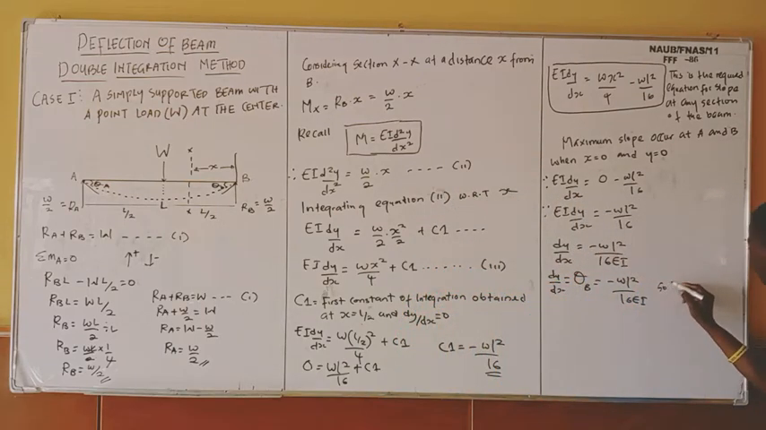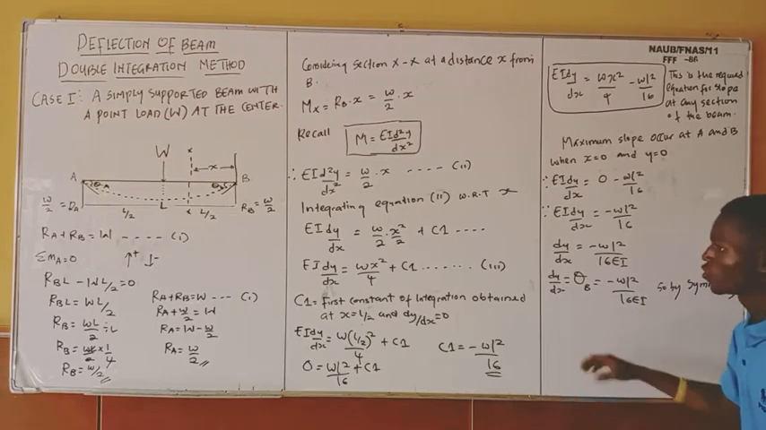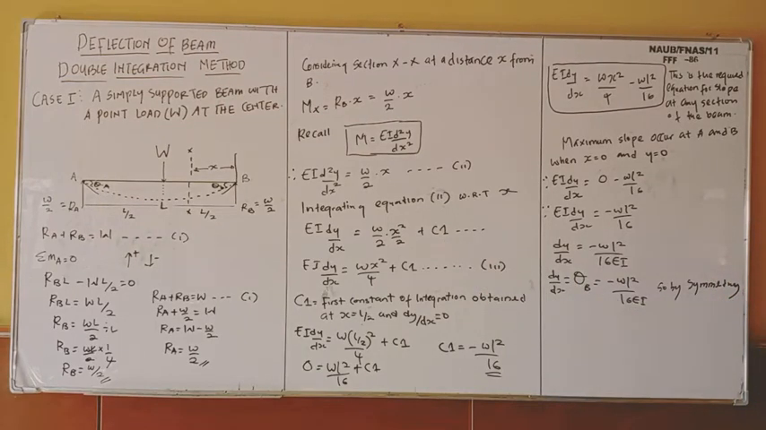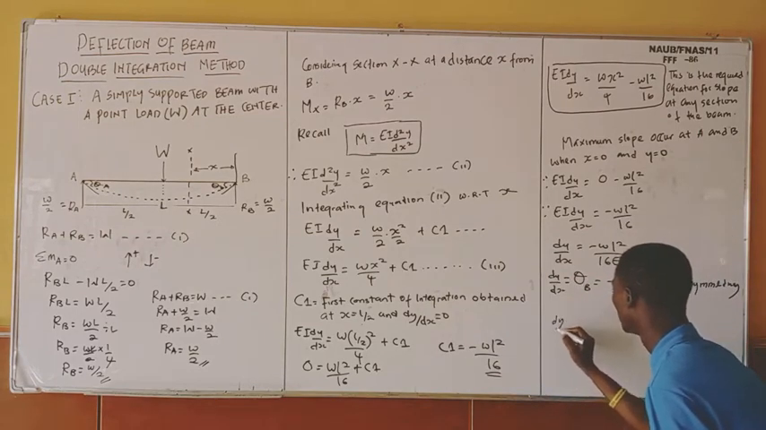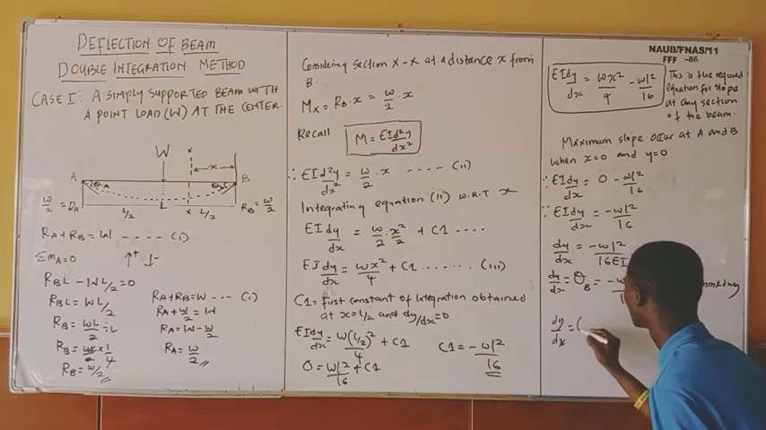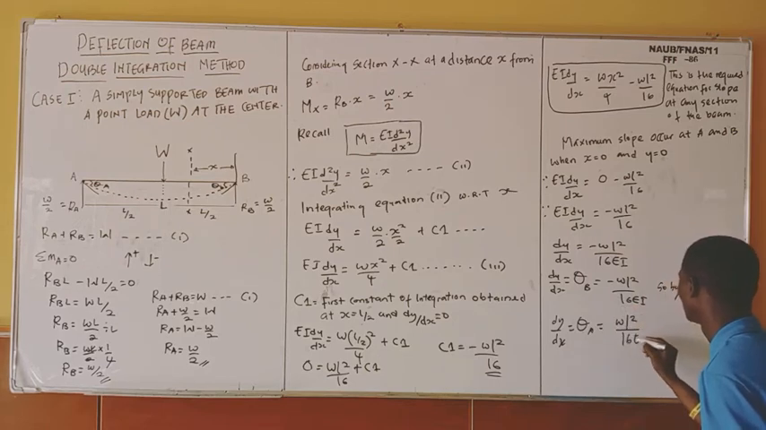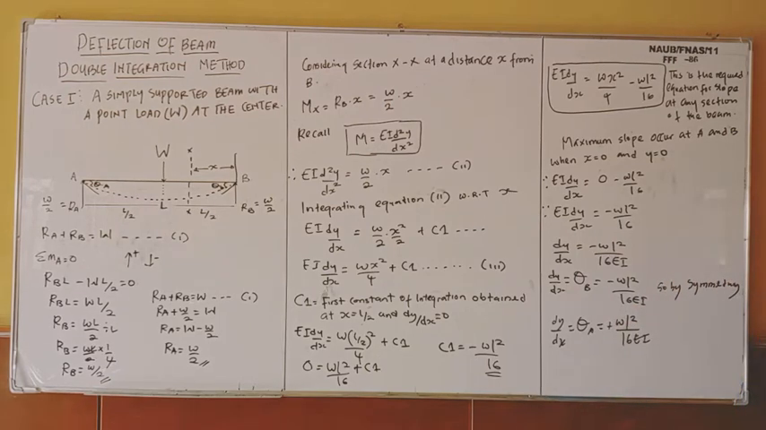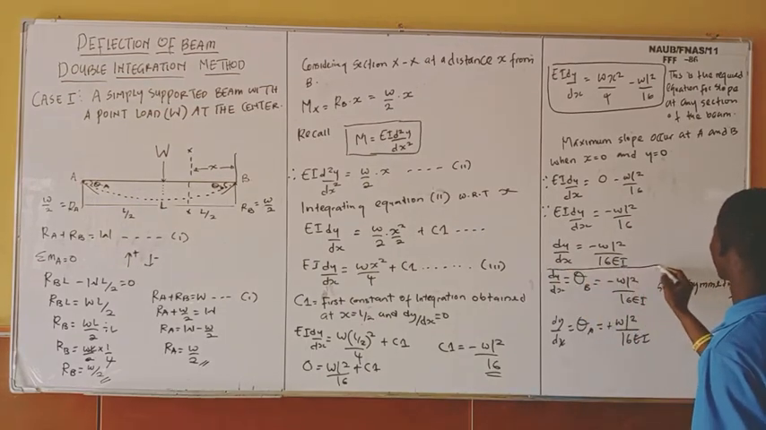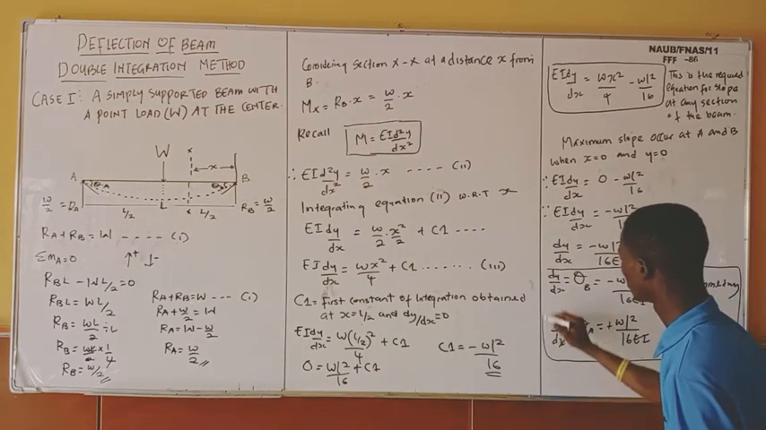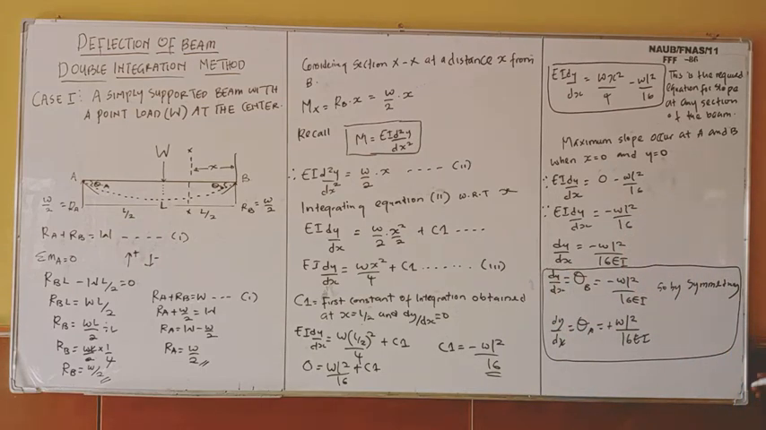So by symmetry, since this is from B, for me to have my slope at point A, you know that our maximum slope occurs at A and B. So now my dy/dx for A equals WL square over 16EI. This one is going to carry positive. So this equation now is the equation for maximum slope at any section of the beam, which is at point A and B.